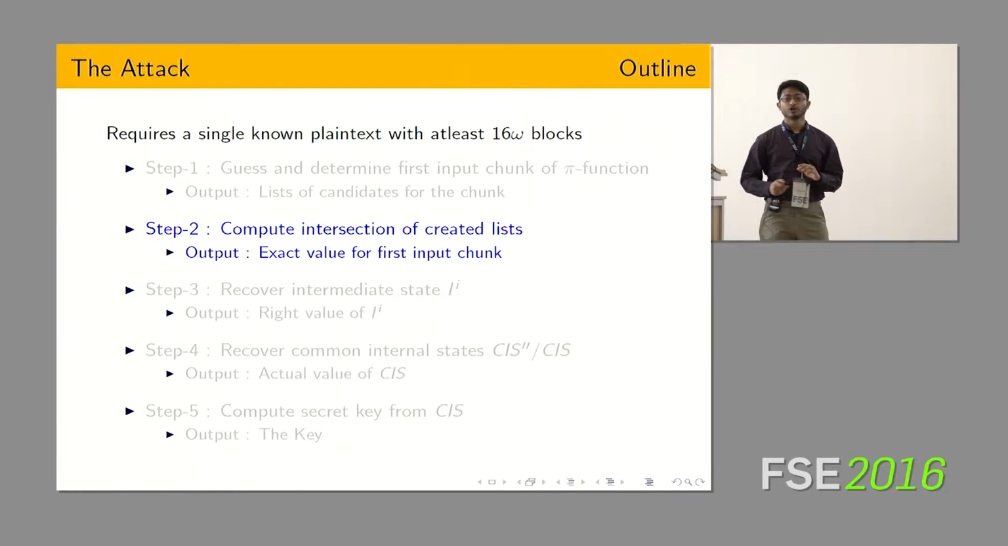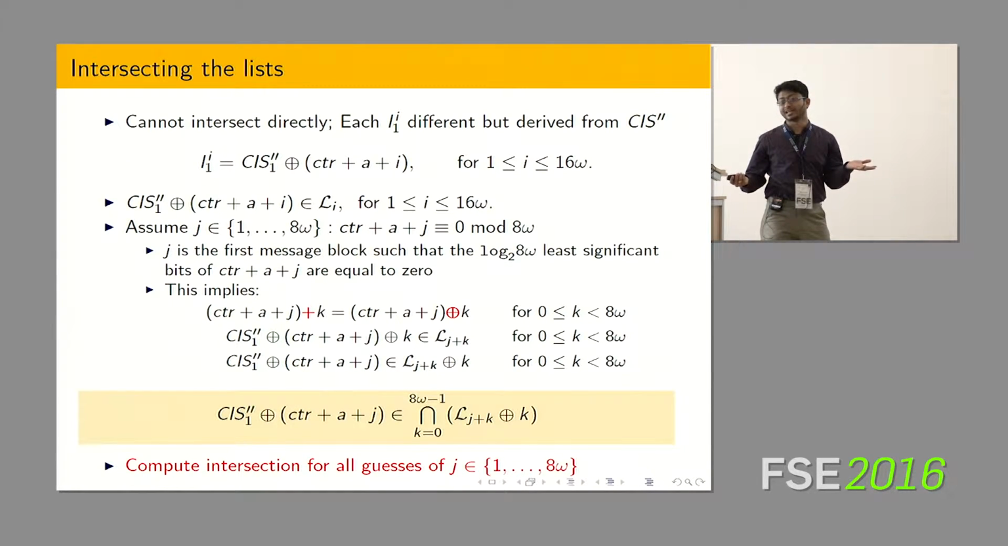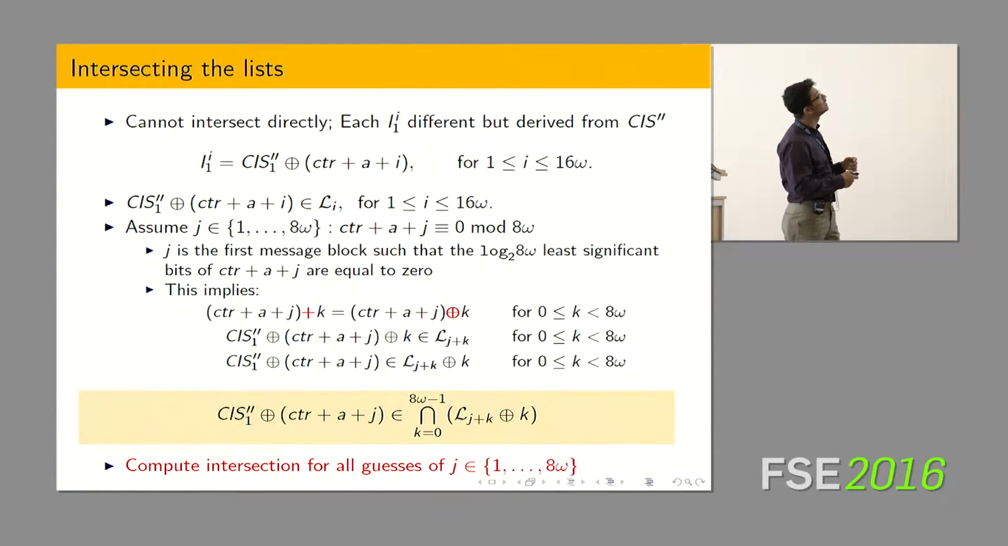Now we move on to the second part. So now we have computed all these lists. The next thing that we want to do is intersect these lists. However, we can't do that directly, as you can understand, because each list corresponds to a different input chunk, which are different because the counter was added. So we cannot directly compute the intersection.